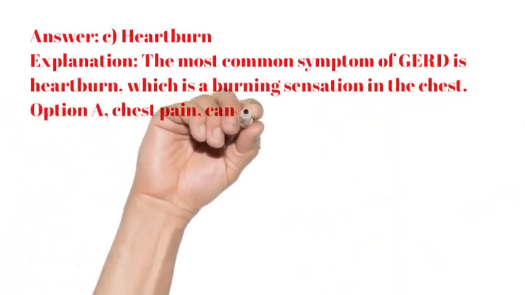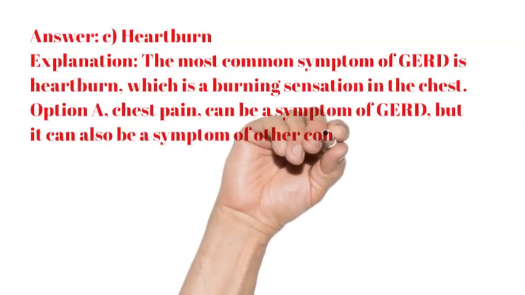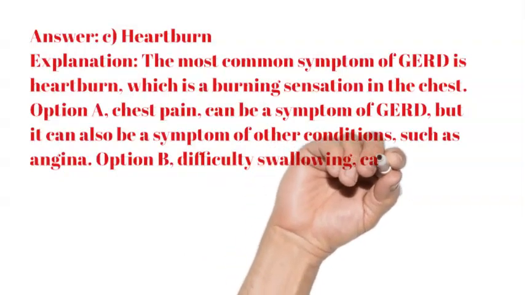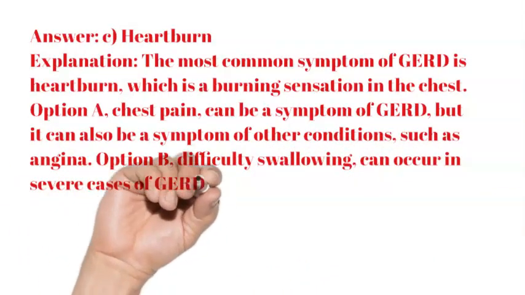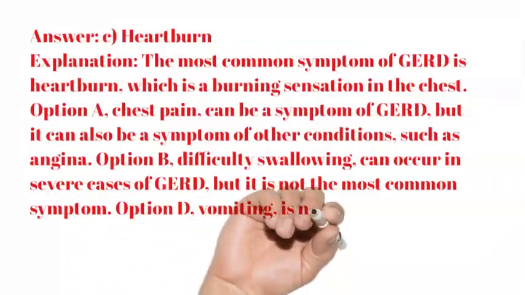Option A, chest pain, can be a symptom of GERD, but it can also be a symptom of other conditions, such as angina. Option B, difficulty swallowing, can occur in severe cases of GERD, but it is not the most common symptom. Option D, vomiting, is not a typical symptom of GERD.